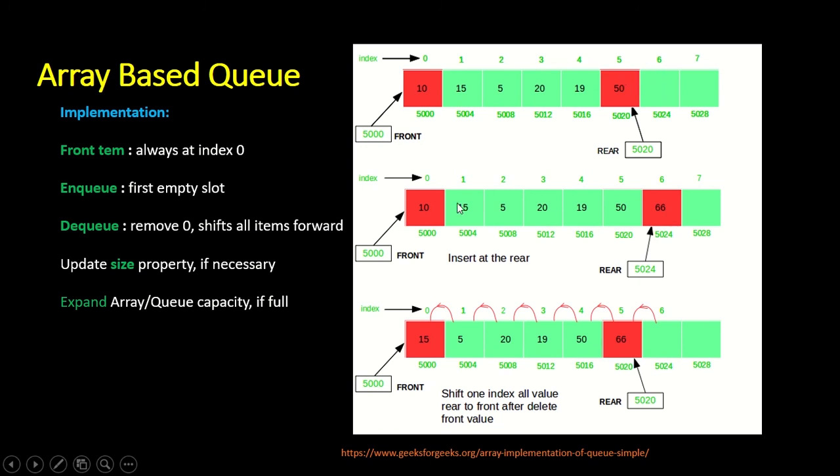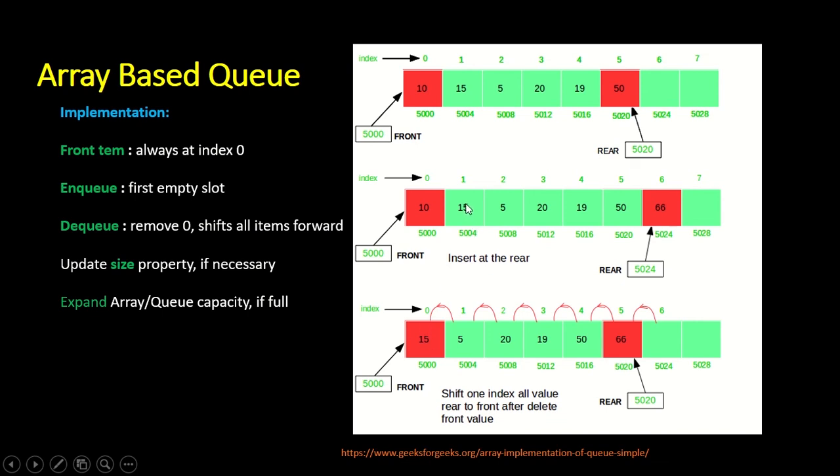So when you enqueue here, in the second representation, 66 is enqueued to index 6. And when you dequeue, you remove the item at index 0. And then you shift all the items forward. So in our example here, 10 is about to be dequeued. So when it is dequeued, you remove 10. Then you shift all items forward. Then that's what happened here in the next representation.